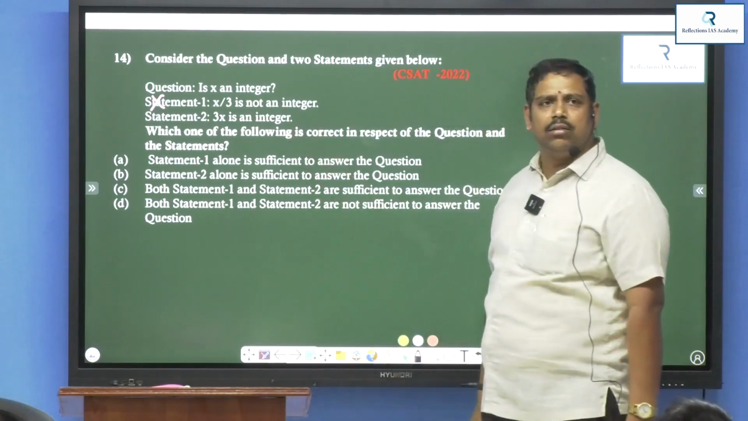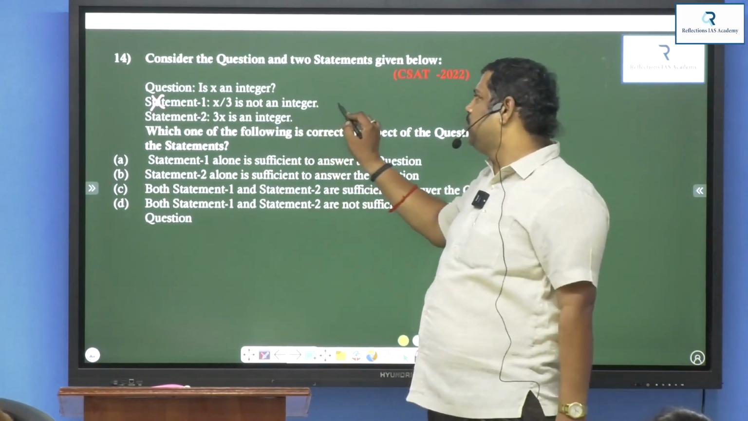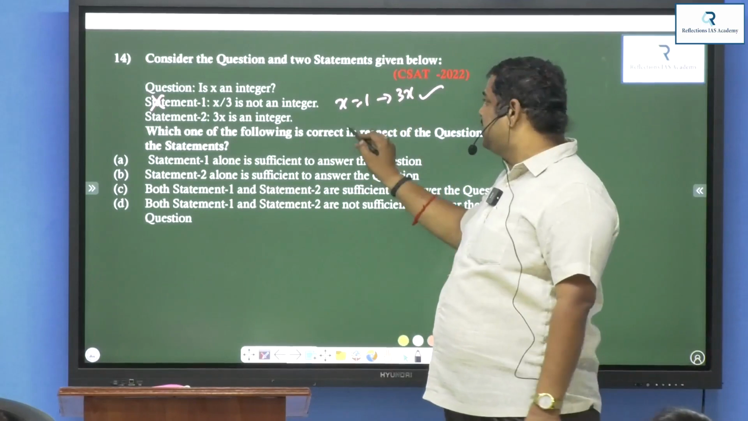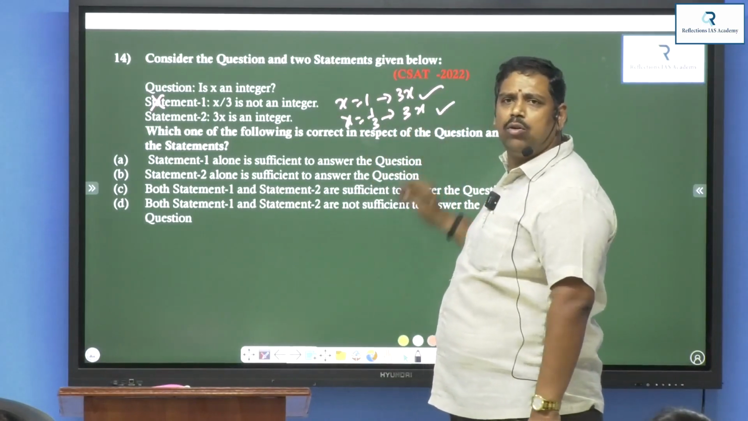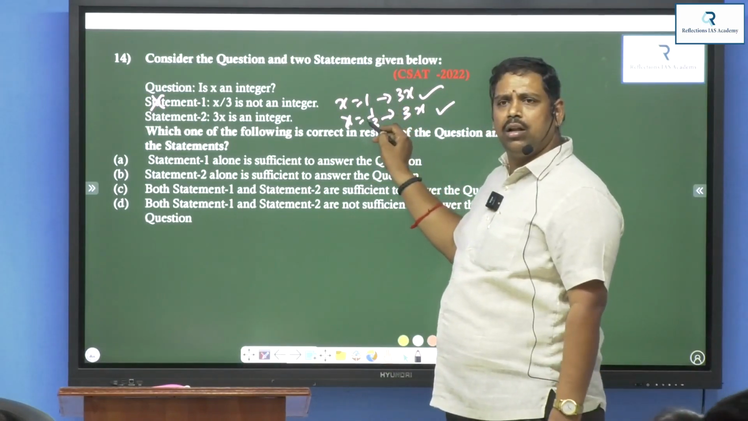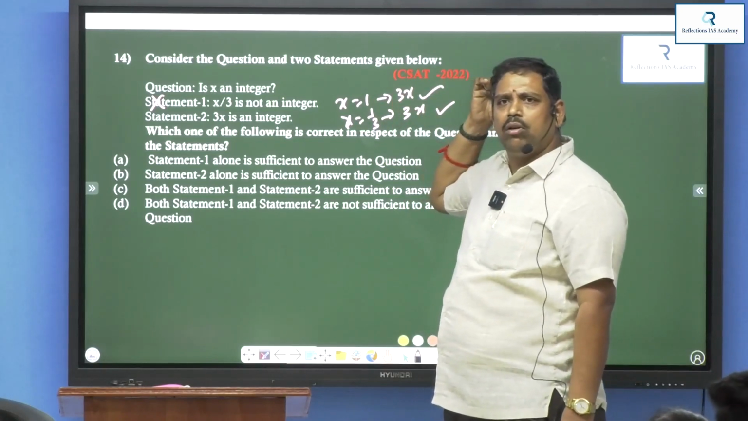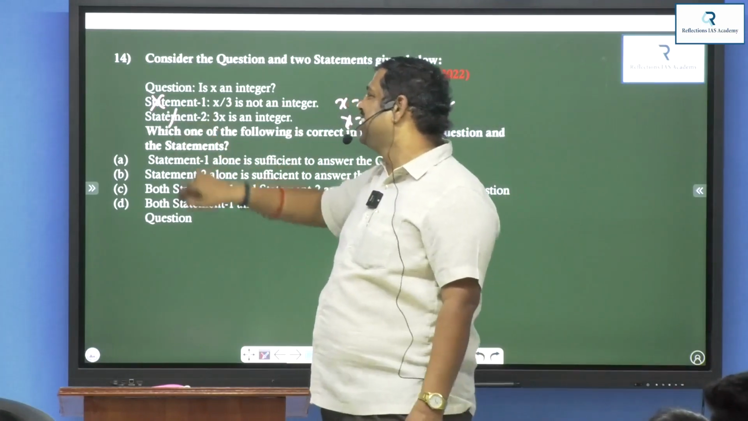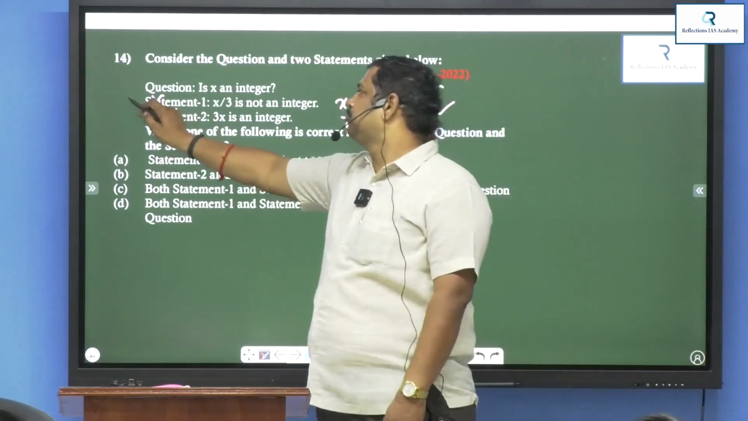Statement 2: 3x is an integer. As usual, X integer, X not integer. Okay, I am taking an example. X is equal to 1. Yes, 3x is an integer. Sir, X is not 1, sir. X is 1 by 3. 3x is an integer. Yes or no? Now tell me, X is an integer or unable to say? Able to say or unable to say? So B is the answer or not? Not. Leave it. Then we will go with the combination.